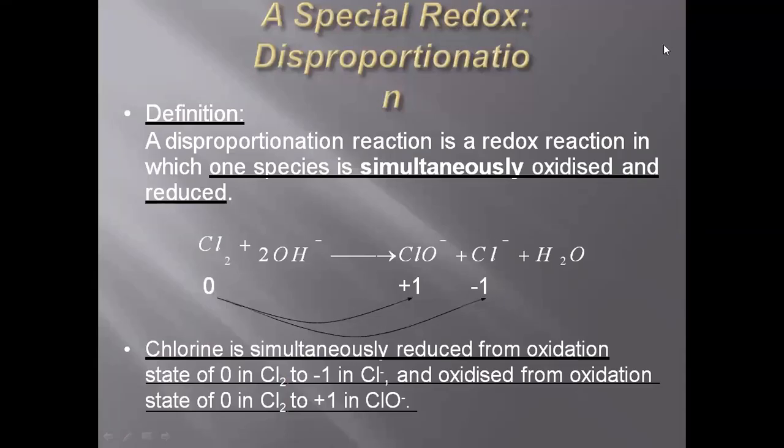So let us talk about the disproportionation reaction. What happens in a disproportionation reaction? In a redox reaction, when one species is simultaneously reduced and oxidized, that means the compound actually splits into two different elements or compounds which possess different oxidation states. Let me explain this with the help of an example.